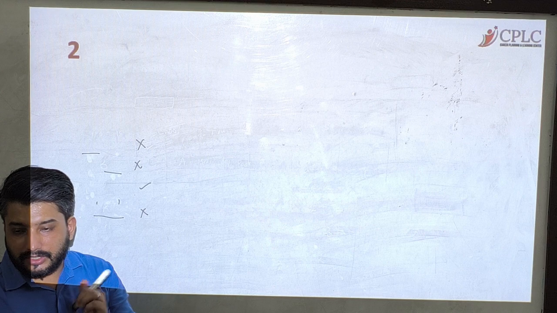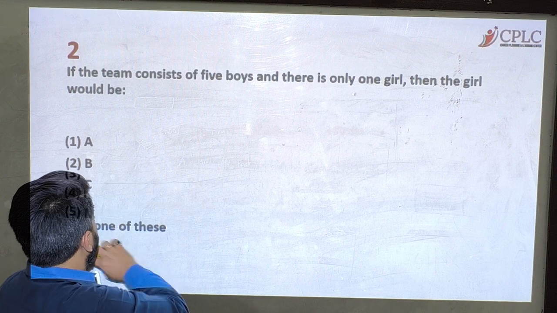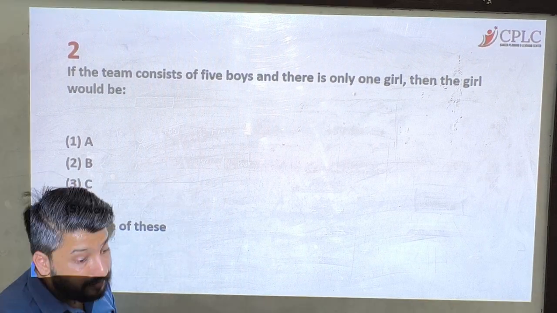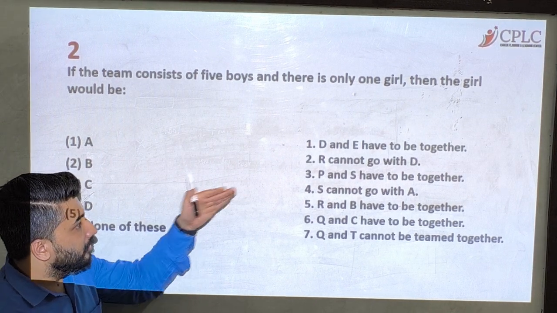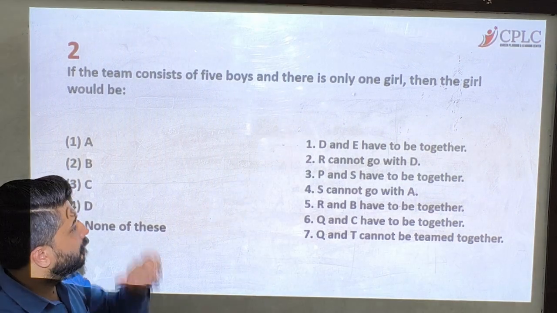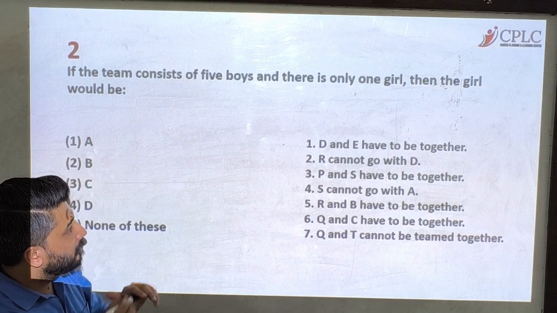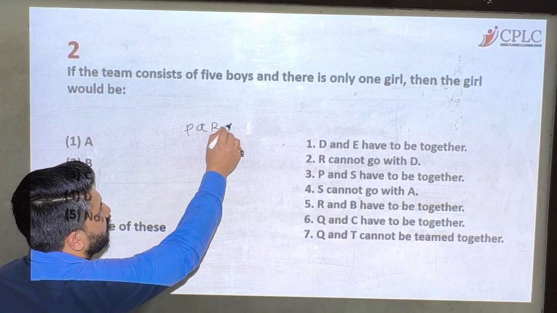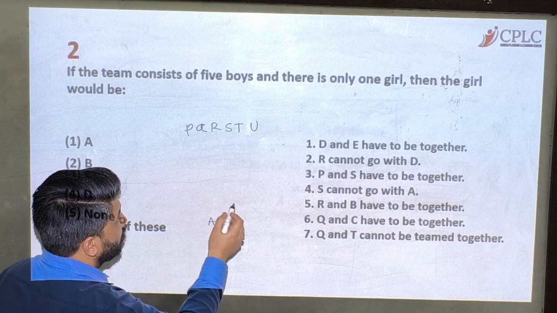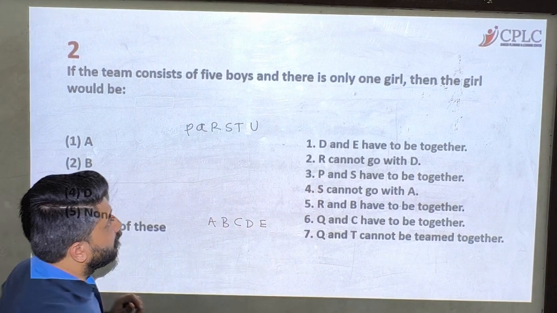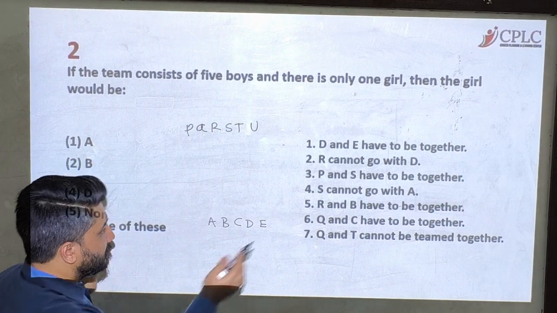Now let's talk about question number 2. It says the team consists of 5 boys and there is only one girl, then that girl will be. So obviously, who will that girl be? Let's again use the elimination method, assuming that A is the girl, for example. These were the 6 boys up for selection, and 5 girls were these. Now they are saying 5 boys and only one girl, and we are assuming that A is the girl that we select.